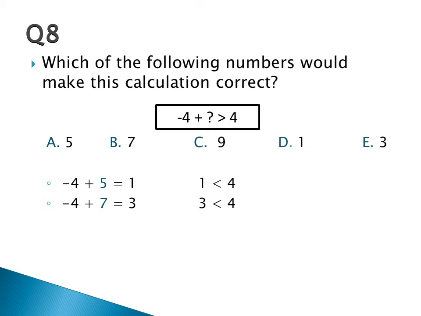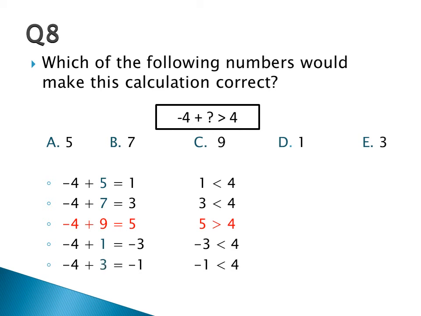Go to option C. It says -4 plus 9. So 9 take away 4 gives you 5. It's a positive 5. So yes, 5 is greater than 4. So this option is correct. But let's still check the other two options given. So D is 1. So -4 plus 1, -4 is the bigger number. So 4 take away 1 gives you -3. -3 is less than 4.